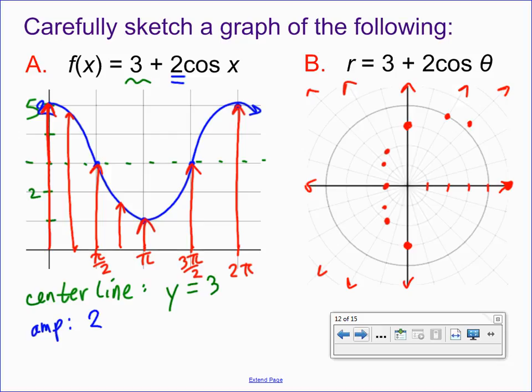Easy value, 5 pi over 3. Let's get back to our easy values. 5 pi over 3. Cosine of 5 pi over 3 is positive 1/2. 2 times 1/2 is 1, plus 3 is 4. Let's plot 4 in the 5 pi over 3 direction. That's very easy. That was great. Let's do more of those.